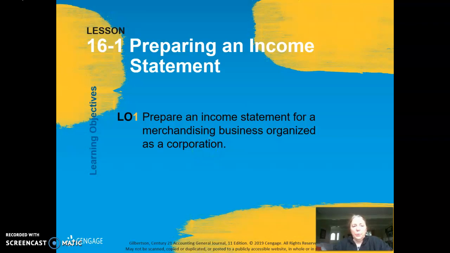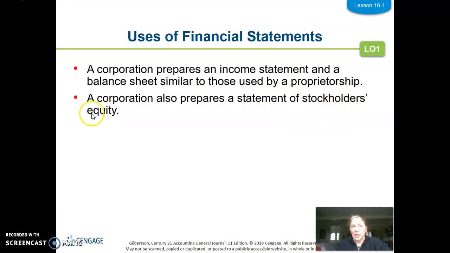We are going to cover Chapter 16 now, which is financial statements for a corporation that's a merchandising business. We have prepared financial statements for a sole proprietorship that's a service business, and they did an income statement and a balance sheet. In addition to that, we're going to do a statement of stockholders' equity. The income statement and balance sheet are very similar to a sole proprietorship, except there's one major difference on the income statement that we will talk about in this section, since the income statement is what we're working on now.